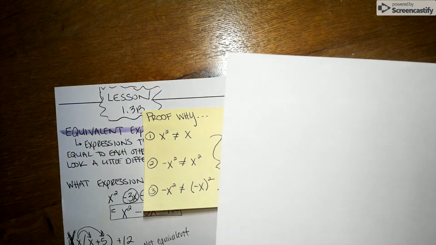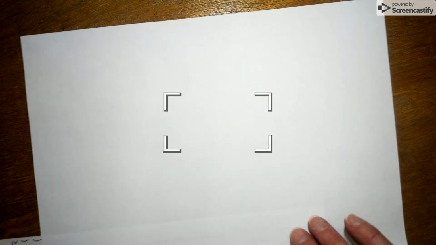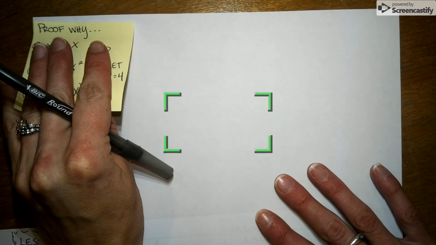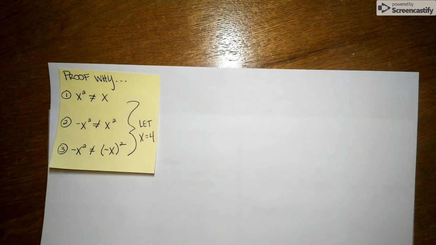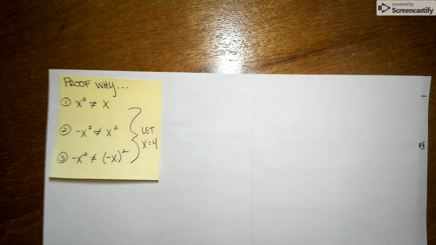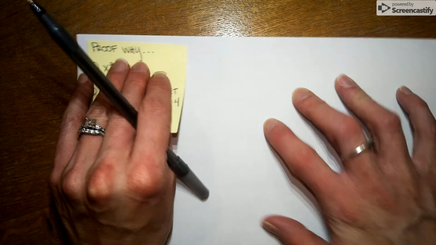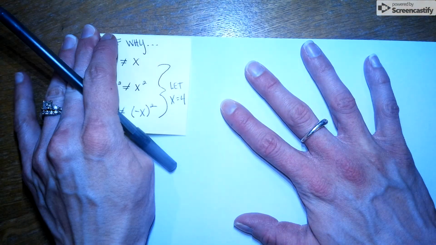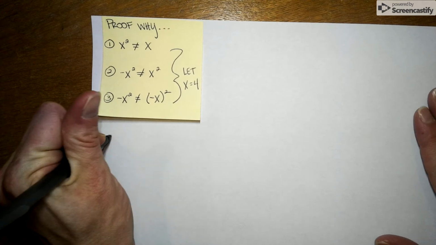All right, so I'm back to finish up lesson 1.3b with my extra piece of paper here. And again, I'm just going to bring my sticky note and move it here so you can see that. But as part of the equivalent expressions lesson, I want to talk to you, like I said, about why these three expressions are actually not equivalent or actually not equal by going through some examples with you.